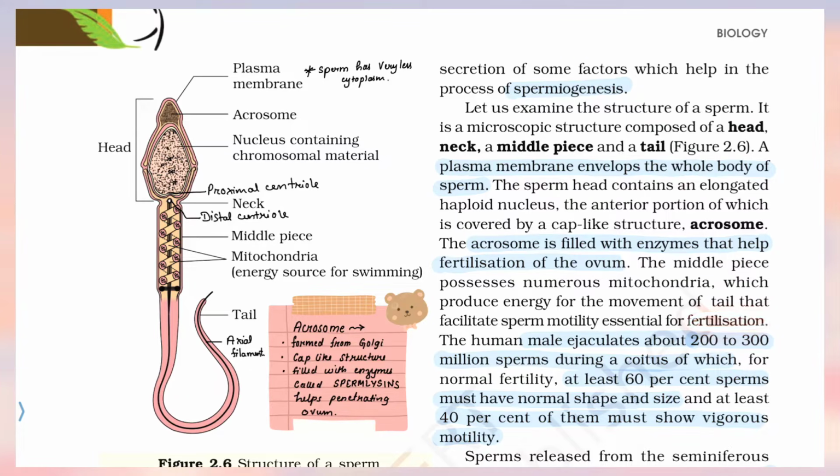fertilization. The human male ejaculates about 200 to 300 million sperms during a coitus, of which, for normal fertility, at least 60% sperm must have normal shape and size, and at least 40% of them must show vigorous motility.